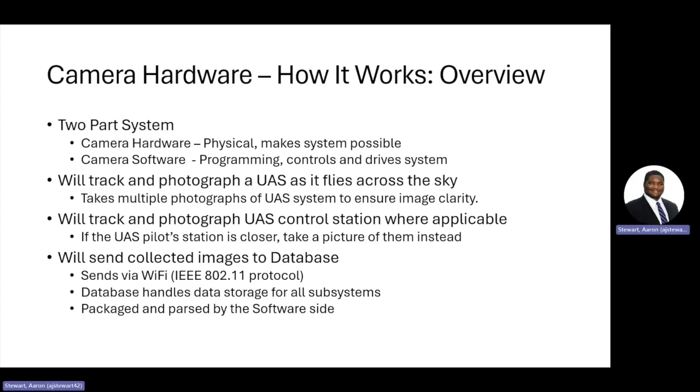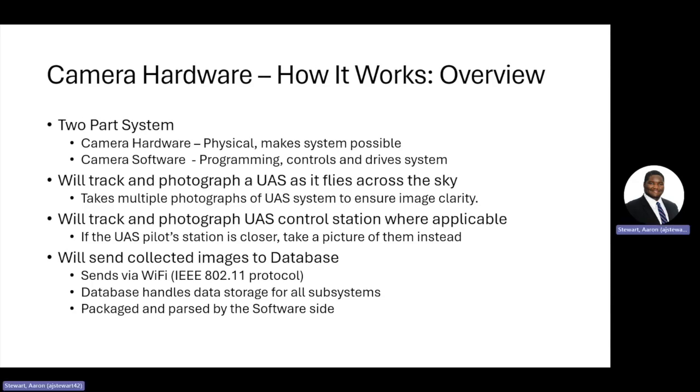It will also track and photograph the UAS's control station where it's applicable, because if it's closer, it's easier to get a picture of the person itself controlling the drone rather than the drone itself. That will help police when it comes to collecting evidence for repeat offenders and also stopping new offenders.